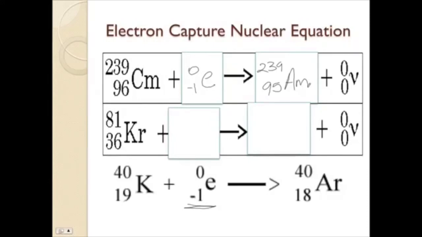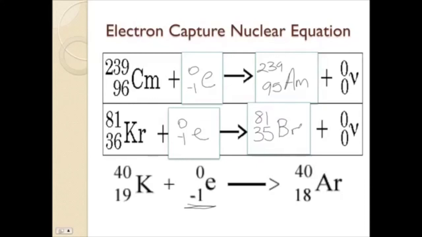Same thing on the bottom. Okay, so we put our electron. 0 on top, -1 on the bottom. And it's a reactant because it's electron capture. Right. Okay, so the top numbers are easy. That stays 81. And then we got 36 minus 1 is 35, which is bromine.